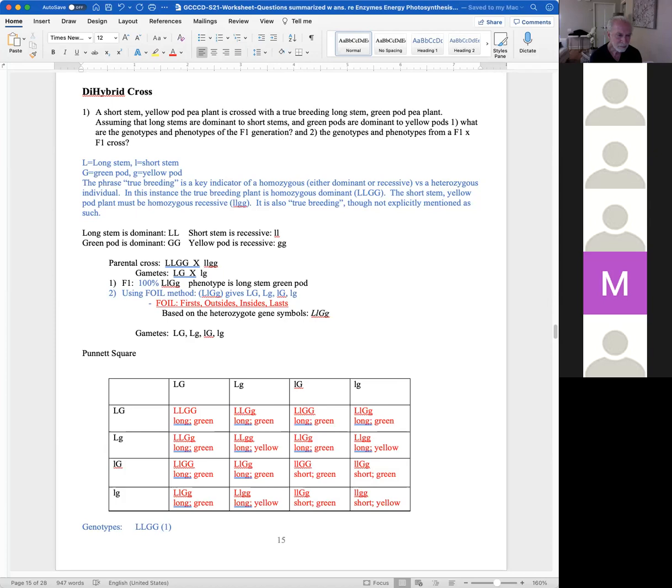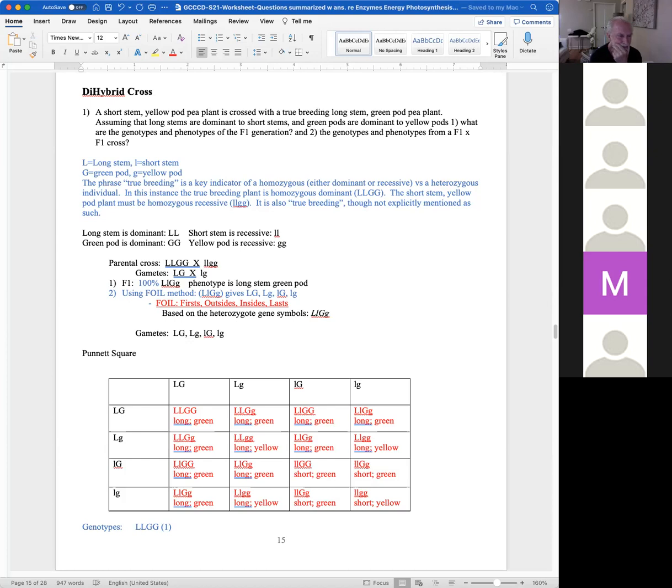Did you get that same answer, Mastura? A long and green. Yes, absolutely. Good job. Yes, it's going to be green because for the heterozygote, it tells us green is dominant to yellow, complete dominance. Therefore, we're going to show up as a green pea pod.